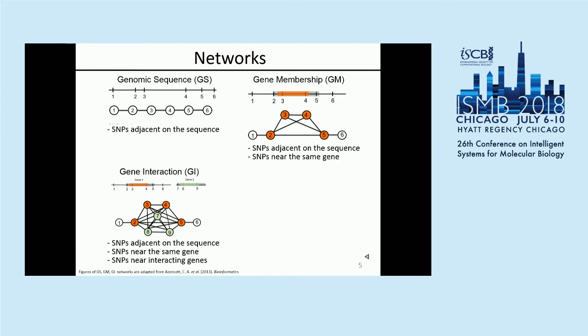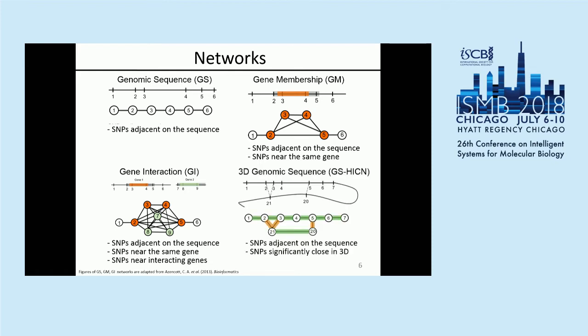The genomic sequence network connects SNPs that are adjacent on the DNA sequence, while the gene membership network additionally connects SNPs that are near the same gene. The gene interaction network, in addition, connects SNPs that are near interacting genes obtained through a protein interaction network. And we have constructed another network, the 3-dimensional genomic sequence GWAS-ICN network, which connects SNPs that are adjacent on the DNA sequence, as well as the SNPs that are significantly close in 3D.